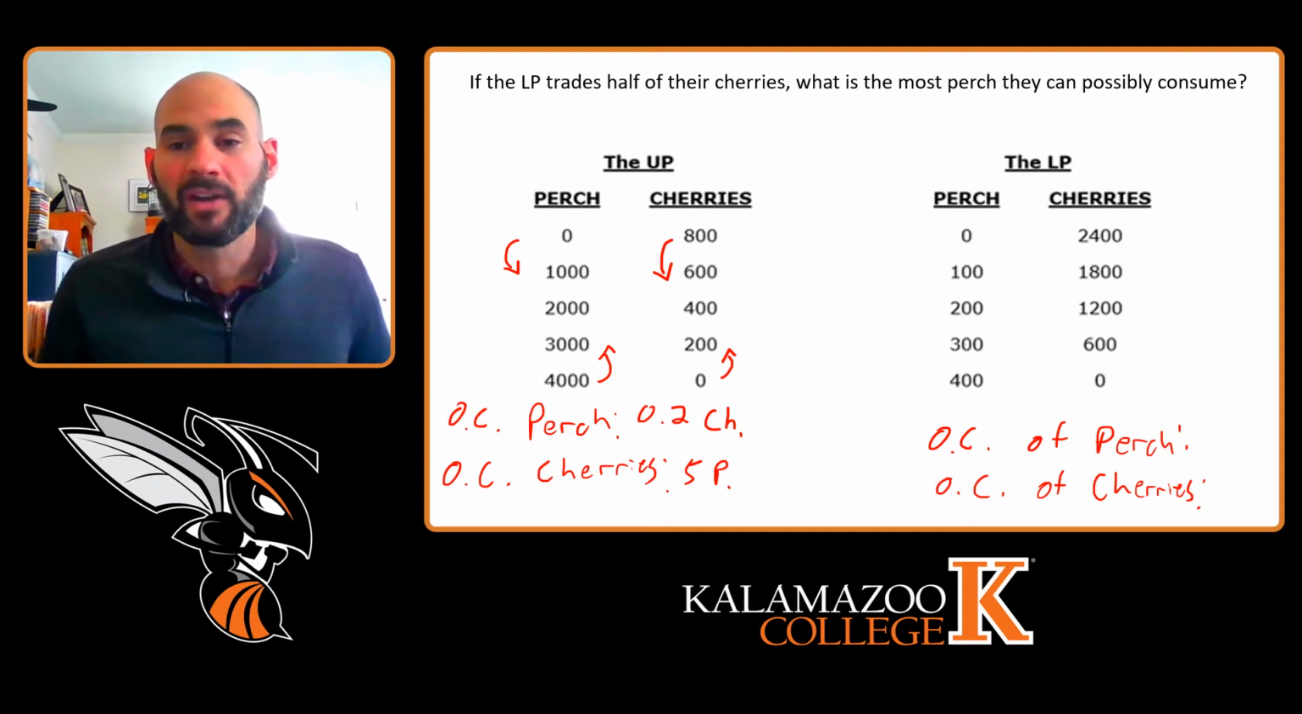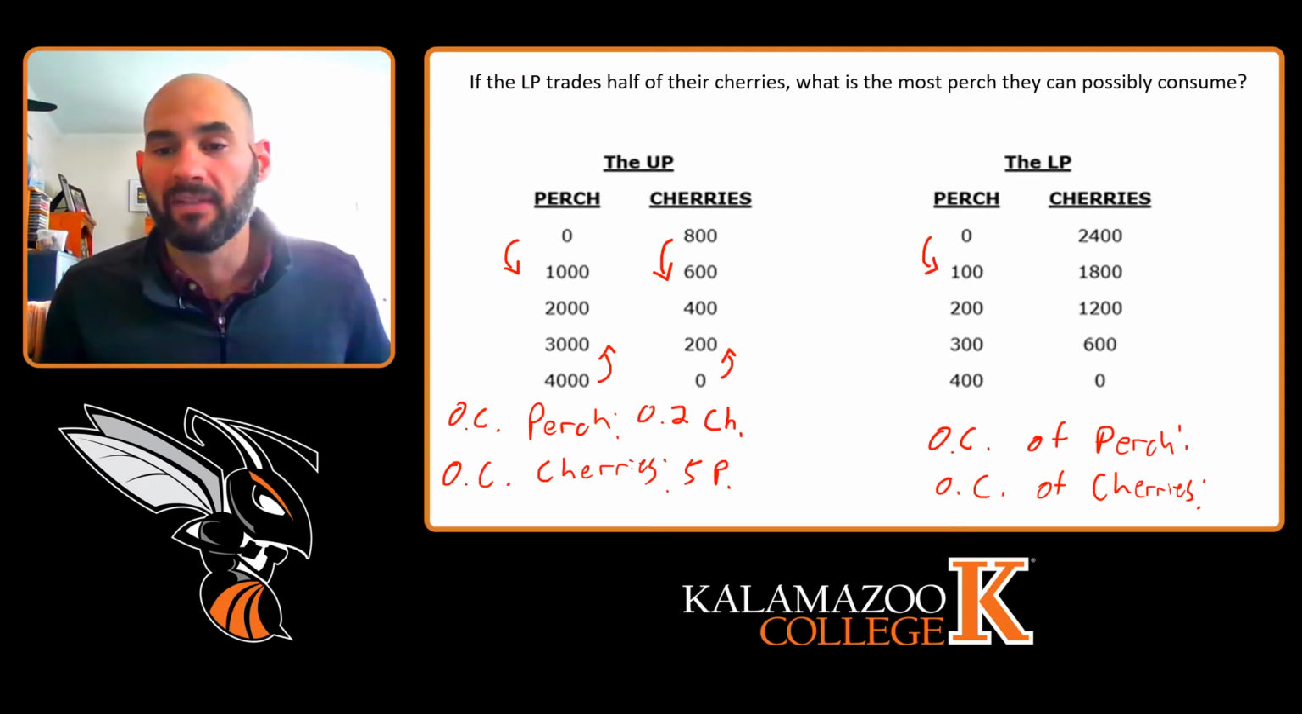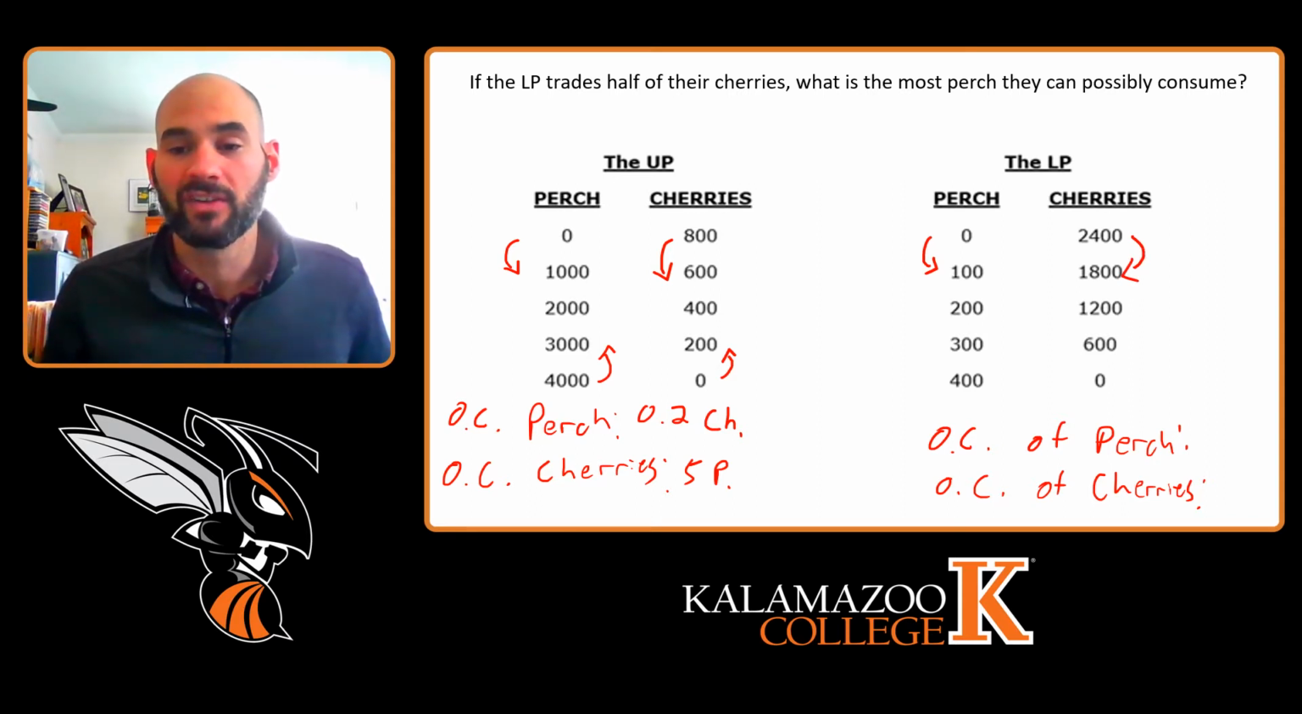We can perform that same calculation over here for the LP. So to get 100 perch, we have to give up 600 cherries. And so we simplify that down into its most basic form, and to get 1 perch, we give up 6 cherries. Then to get 600 cherries, we give up 100 perch. And so to get 1 cherry, we're going to give up 1/6 of a perch.